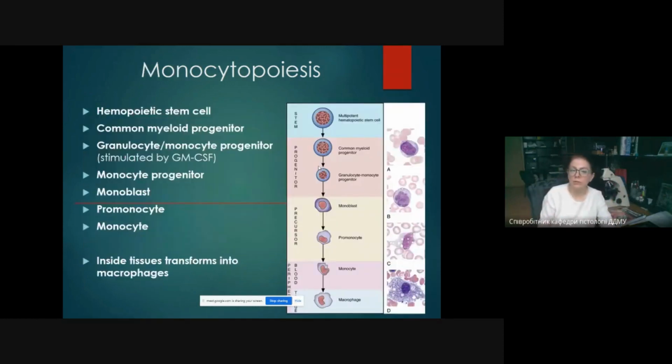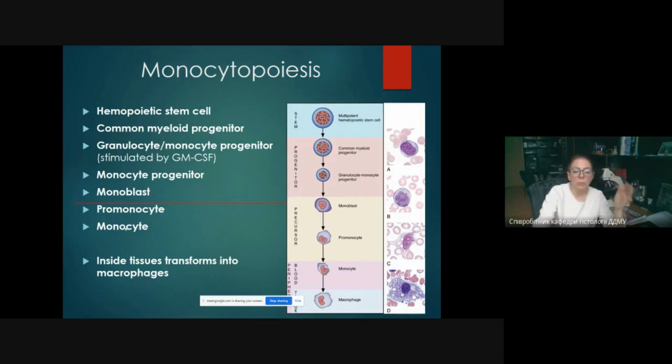Okay, and the last branch for today, this is monocytopoiesis, or the formation of monocytes. We start from the same hematopoietic stem cell, common myeloid progenitor, granulocyte-monocyte progenitor, and after that the monocyte progenitor, or the colony forming unit. This is the unipotential precursor. Then monoblast, like megakaryoblast, proerythroblast. This is the same stage. It divides, giving rise to the promonocyte. Then it differentiates into the monocyte by changing the nucleus and acquiring some granules in the cytoplasm.